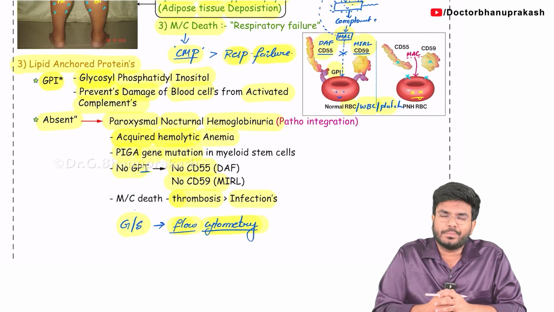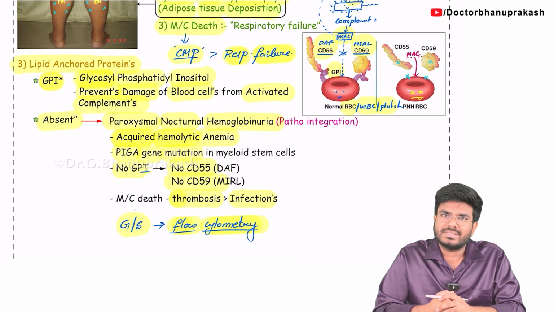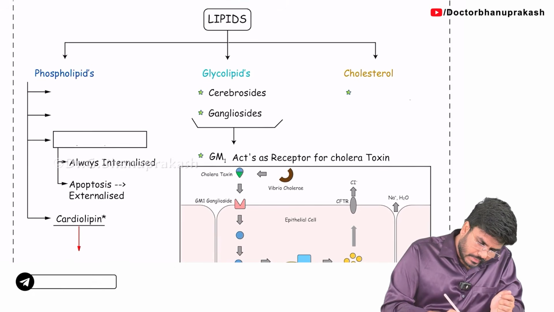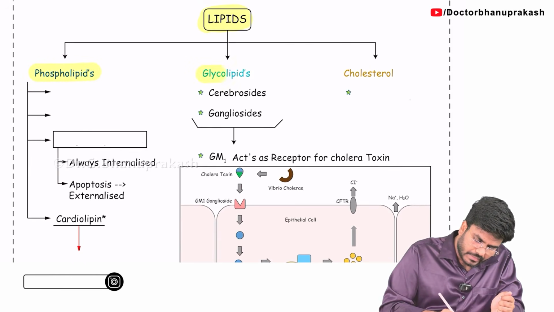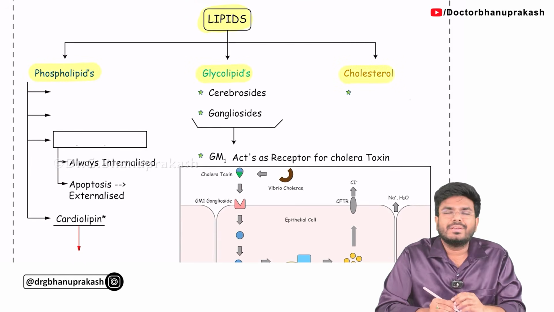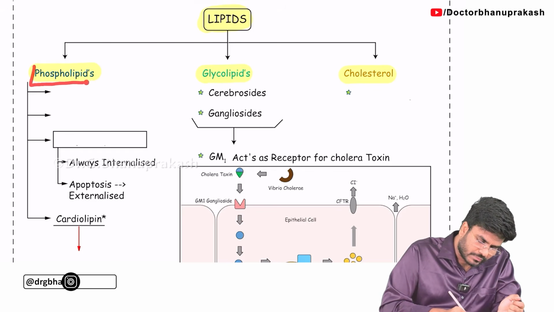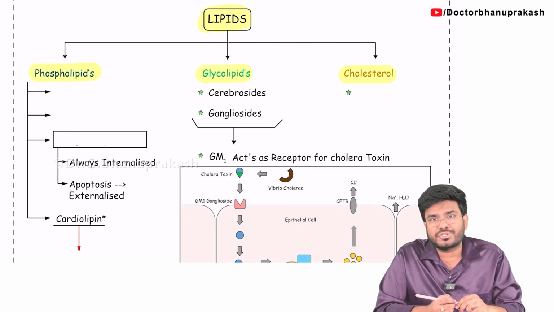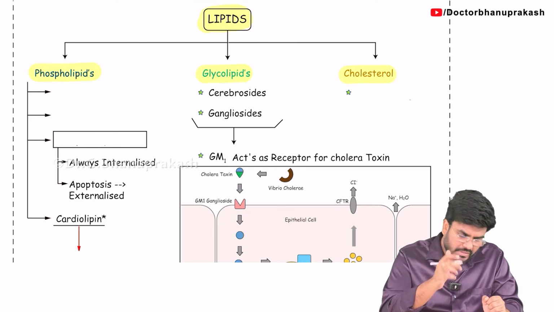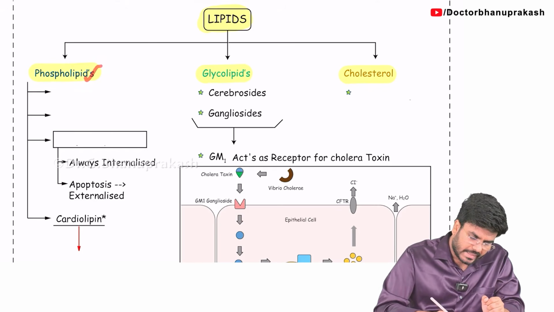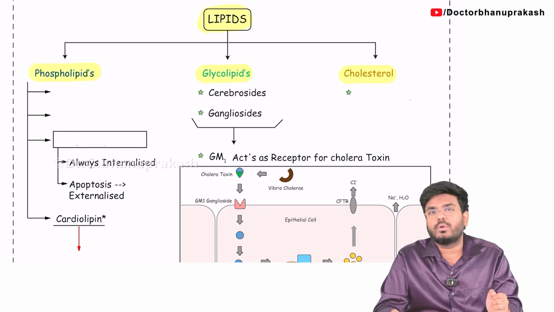Guys, now let's continue with the different types of lipids in the cell membrane. In the cell membrane, there are different types of lipids called phospholipids, glycolipids and cholesterol. In the recent exam, a question was asked from the topic of phospholipids. I will tell you what that question was also. First of all, you should know what exactly a phospholipid is, what a glycolipid is and what cholesterol is.